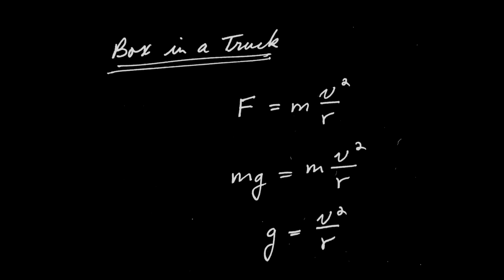So I've set the centripetal force equal to mg, which is equal to mv squared over r. Look, Ma, the masses cancel. Mass on the left-hand side, mass on the right-hand side, and I'm left with g is equal to v squared over r. And I can easily solve for the speed of the truck that would cause this to happen.